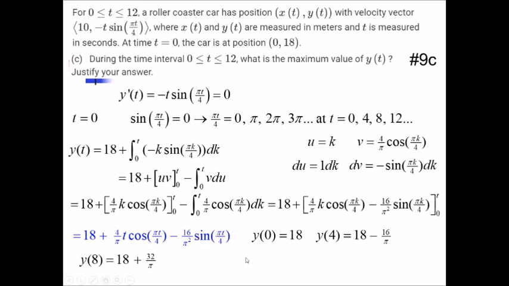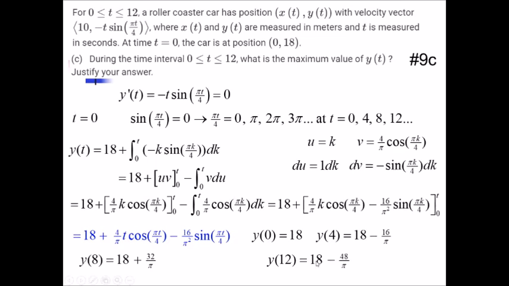And finally, y of 12. We're starting with, you guessed it, 18. And now this is going to be 3 pi because you're doing 12 pi over 4. Cosine of 3 pi, we're back to negative 1. And over here, this is going to be 4 times 12, which is 48, but we had a negative 1, so this is minus 48 over pi.